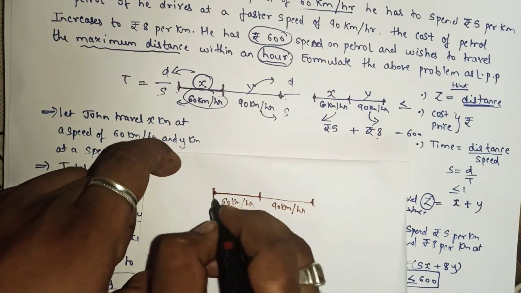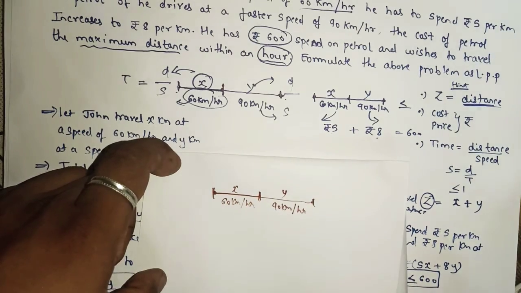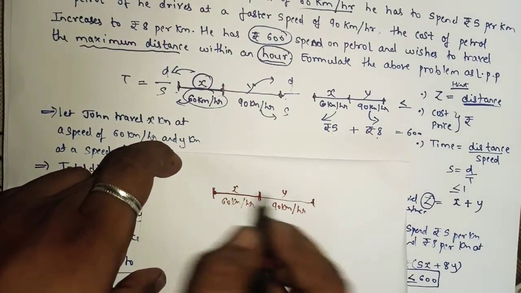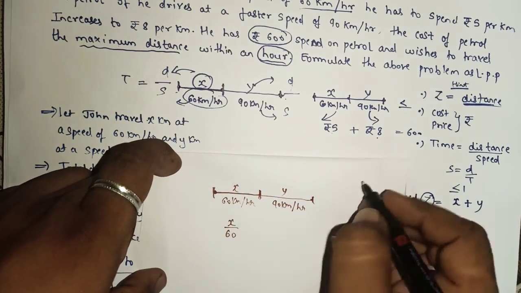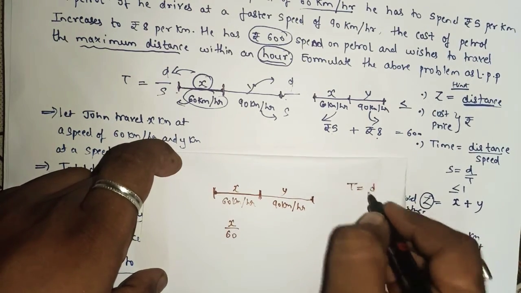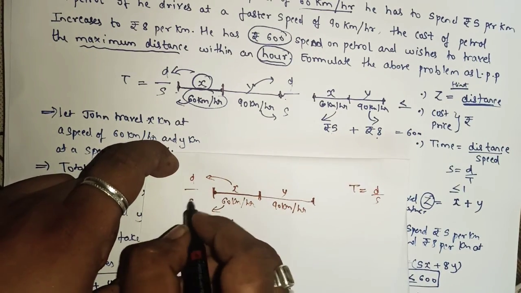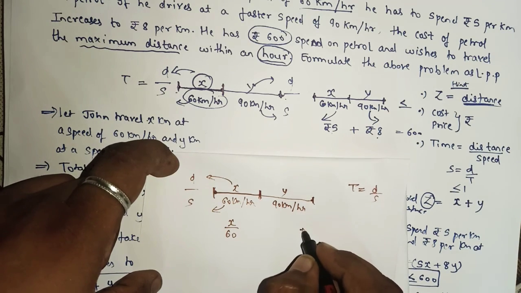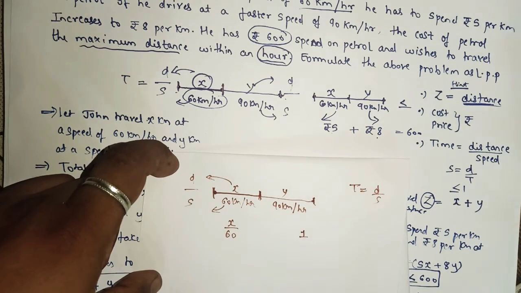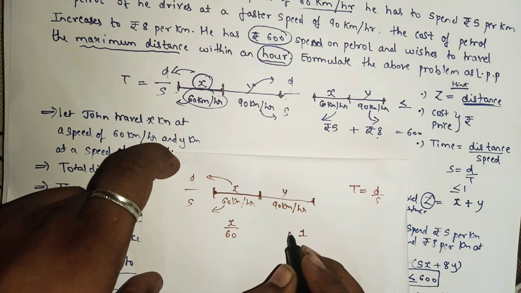So this distance we will take as x and this distance we will take as y. From here we got the first equation, that is x upon 60, using the formula time equals distance upon speed. So this is the distance, and this is the speed. So time is what? He has to cover within 1 hour. So within 1 hour he has to cover the maximum distance.